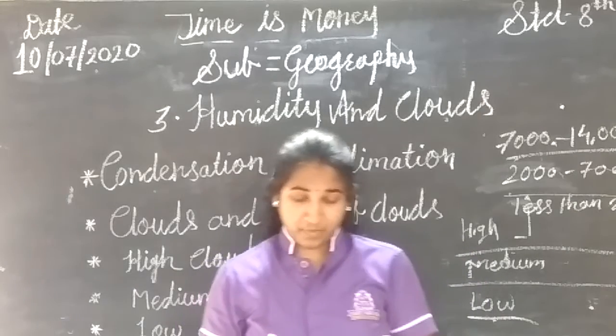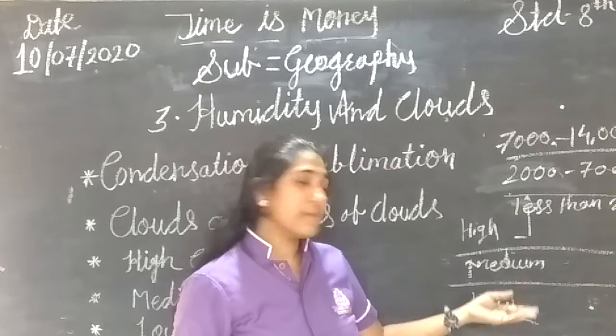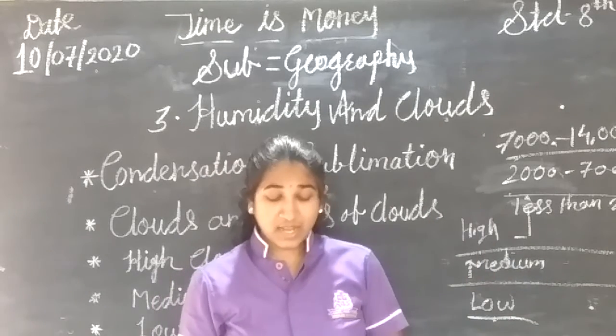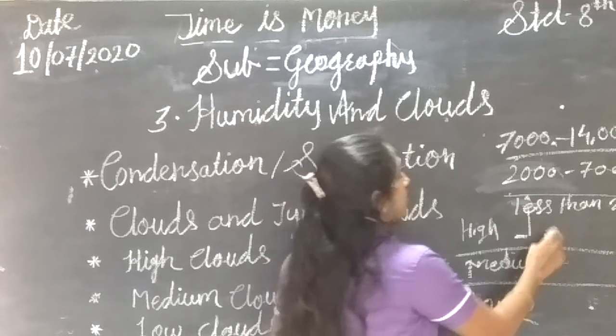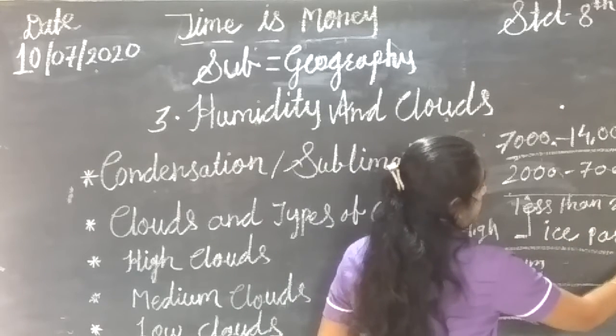Now we are going to study about the high, medium and low clouds. The first one is about the high clouds. These clouds are mainly made up of ice particles.